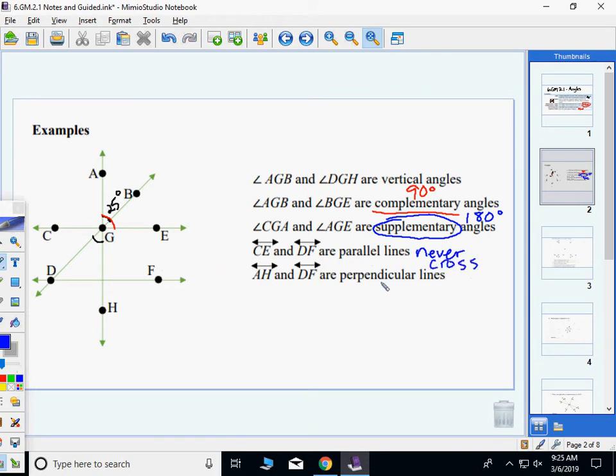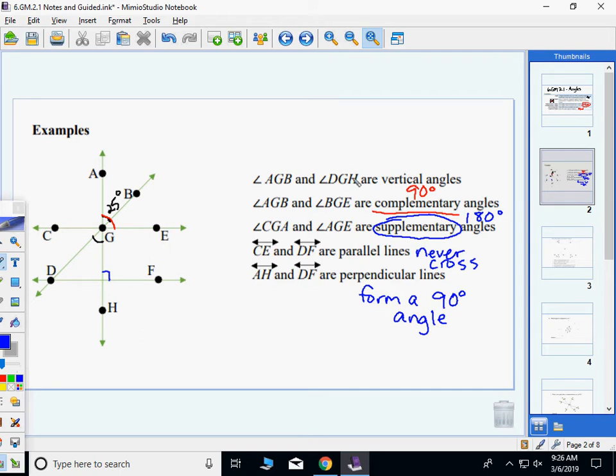Okay, and then perpendicular, that means they form a 90-degree angle. So if they're perpendicular, that's another word for forming a 90-degree angle. So line AH is this one that goes straight up and down, and DF here, they cross at exactly a 90-degree angle, so they are perpendicular to each other.